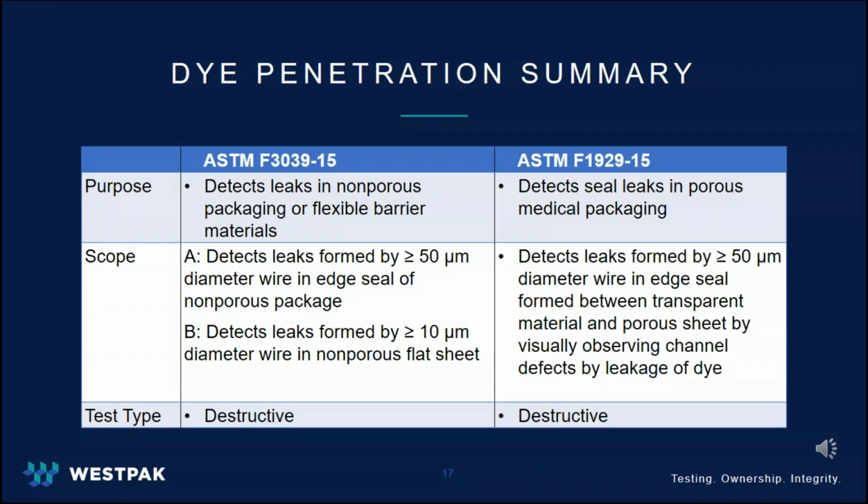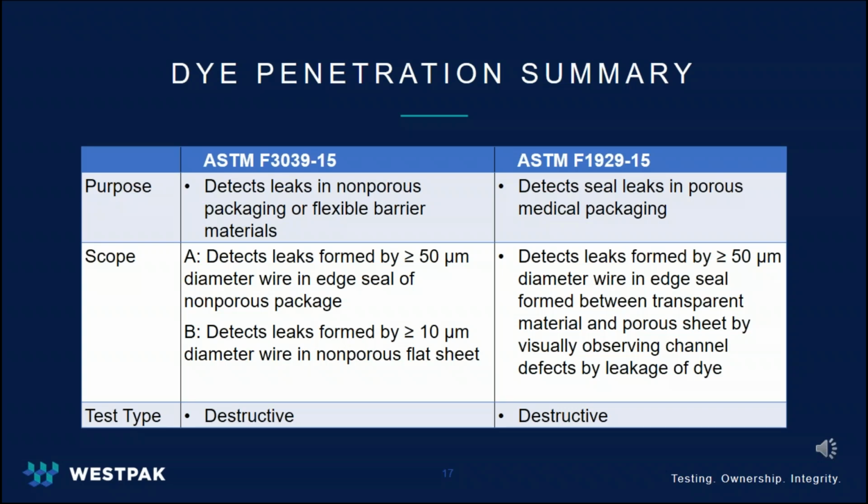In summary, the purpose of the ASTM standard F3039 2015 version is to detect leaks in non-porous packaging or flexible barrier materials. There are two methods within the scope, with method A detecting leaks formed by greater than 50 micrometer diameter wire in an edge seal of a non-porous package, and method B detecting leaks formed by greater than 10 micrometer diameter wire in a non-porous flat sheet. This test is a destructive test.